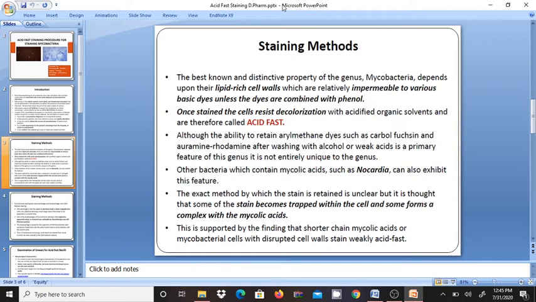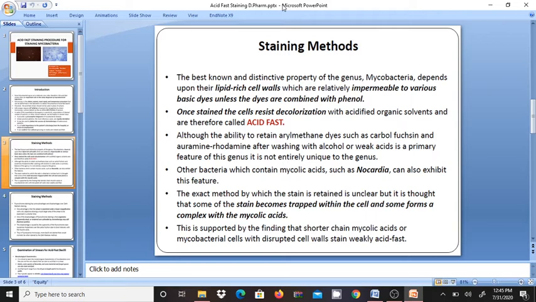Although the ability to retain aryl methane dyes such as carbol fuchsin and auramine rhodamine after washing with alcohol or weak acids is a primary feature of this genus, it is not entirely unique to the genus. Other bacteria which contain mycolic acids, such as Nocardia, can also exhibit this feature.